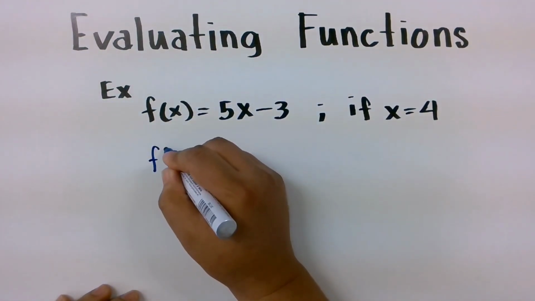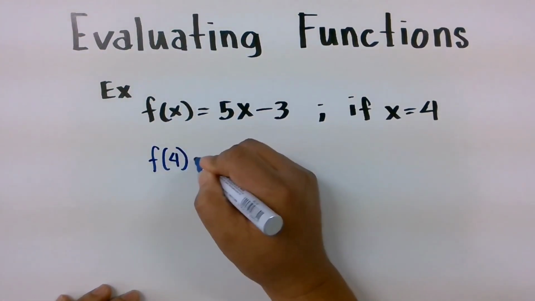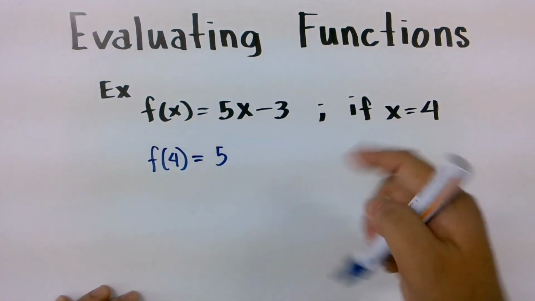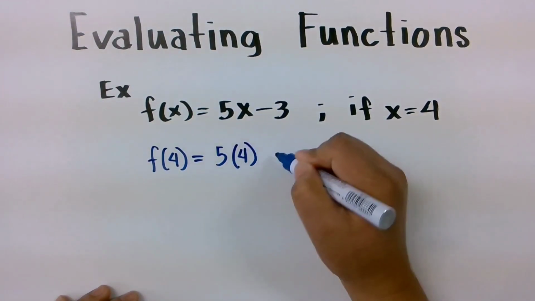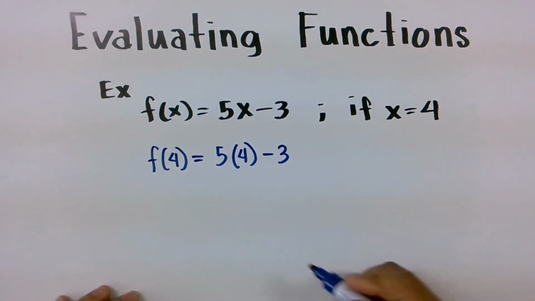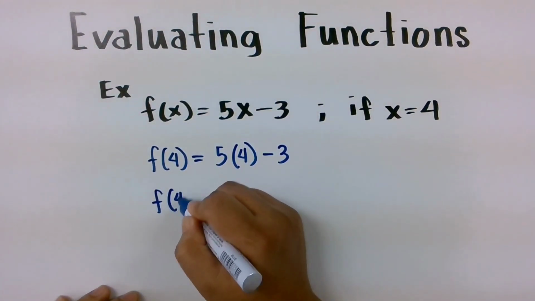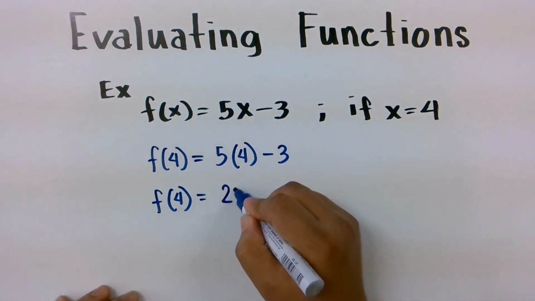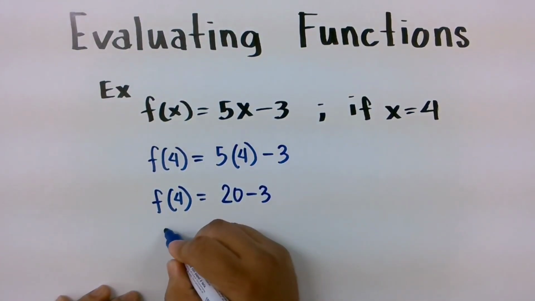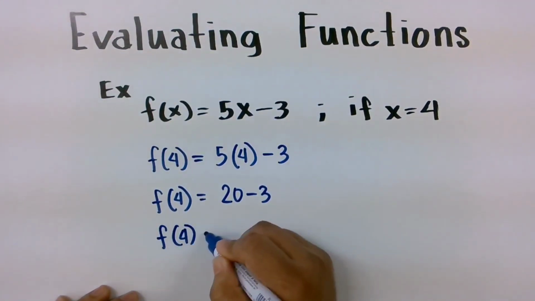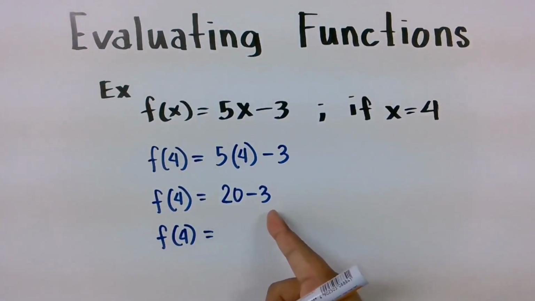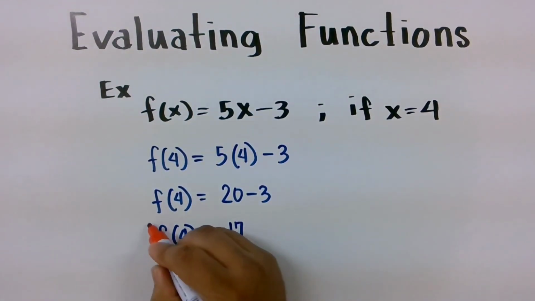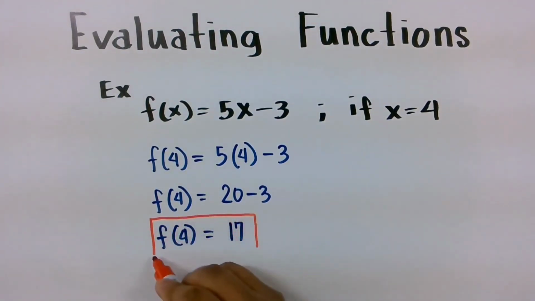F of 4, since x is 4, equals 5. So, palitan natin itong x ng 4. Okay? So, times 4 minus 3. Okay. Now, let's just simplify. F of 4 equals, so multiply 5 times 4, 20, minus 3. Okay, f of 4, so 20 minus 3 is 17. Okay, so that's the value of our first function where x is 4.